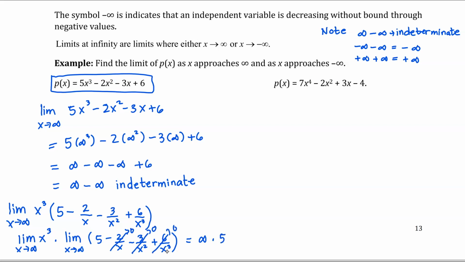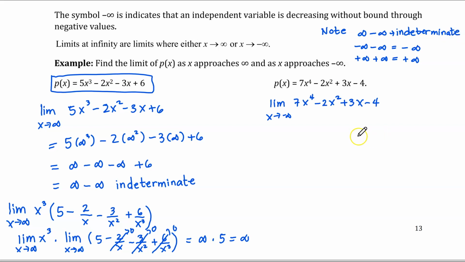Therefore, we only have 5. So infinity times 5 is equal to infinity. Therefore, we say that the limit of this function here as x approaches infinity is equal to infinity.